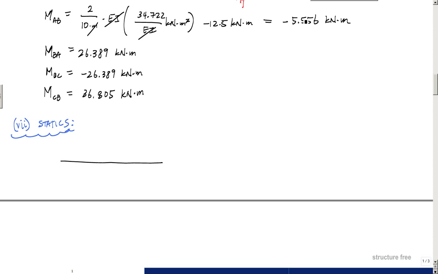And here, this negative 5.556 means this is 5.556 kilonewton meters right here. That negative means that it's going this direction, right? As opposed to clockwise, it's going counterclockwise. And here for member BA, because it's positive, that means this moment is still clockwise, 26.389. So I highly recommend just drawing the moments right onto the beam structure itself.